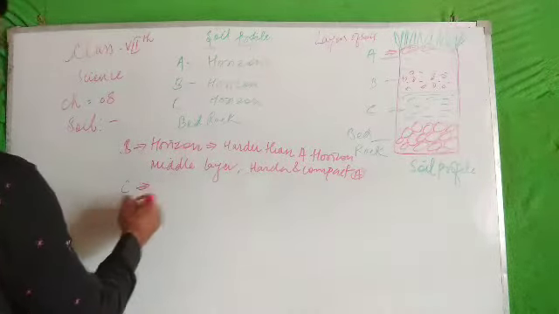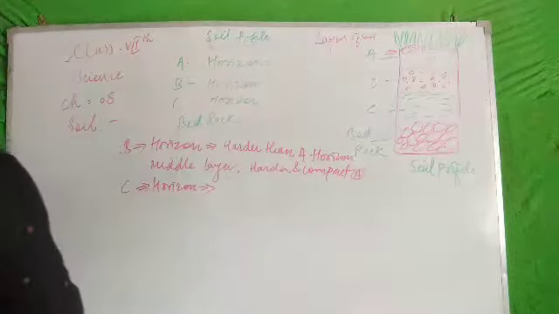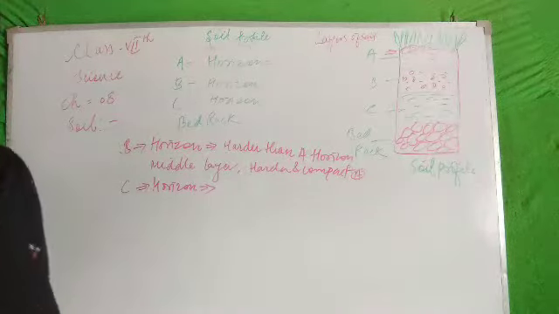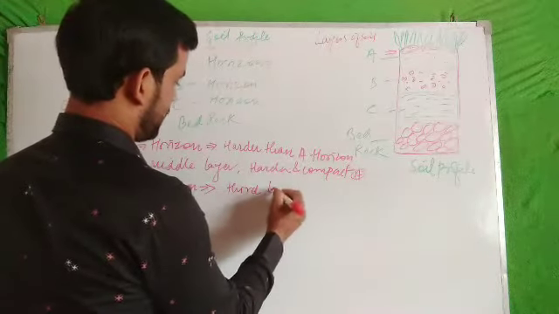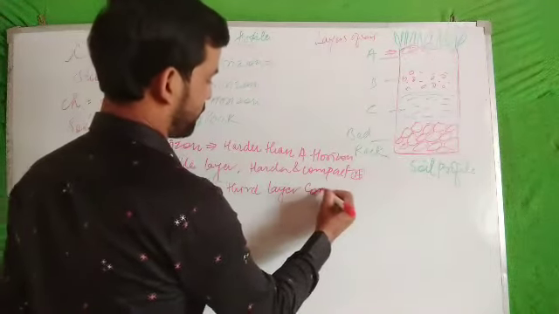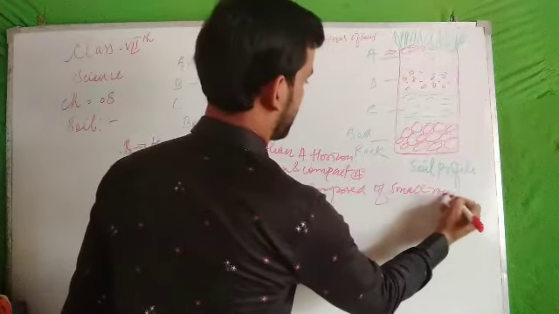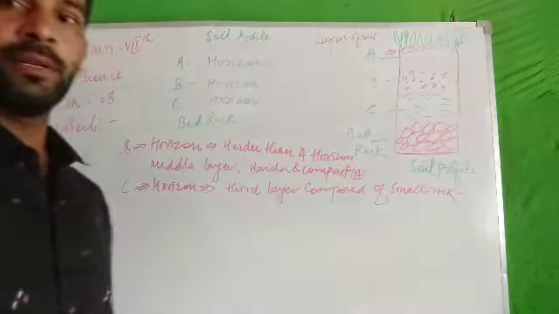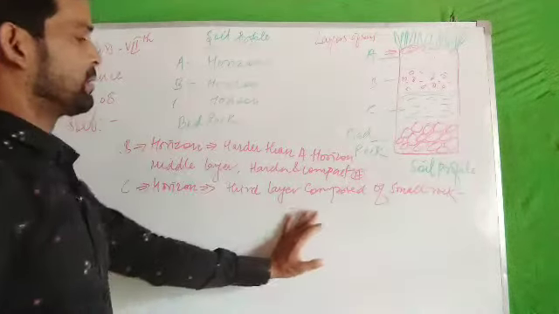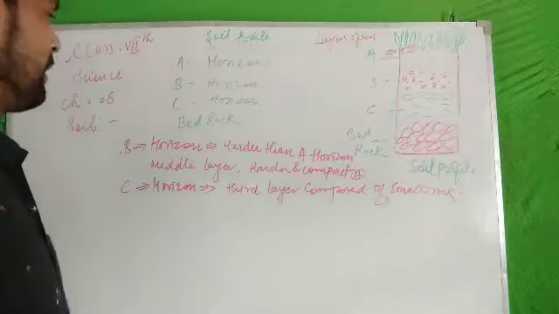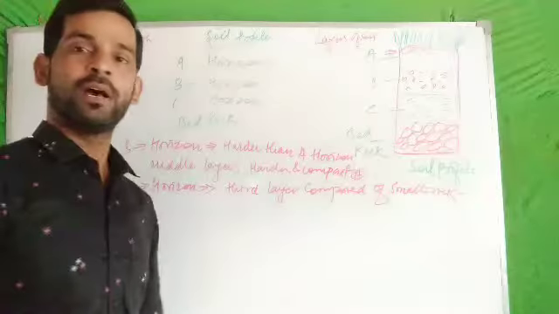C horizon. What is C horizon? C horizon is the third layer, made up of small rock. We can say this one, C horizon, is the third layer, composed of small rock materials. This is all about the A horizon, B horizon and C horizon.